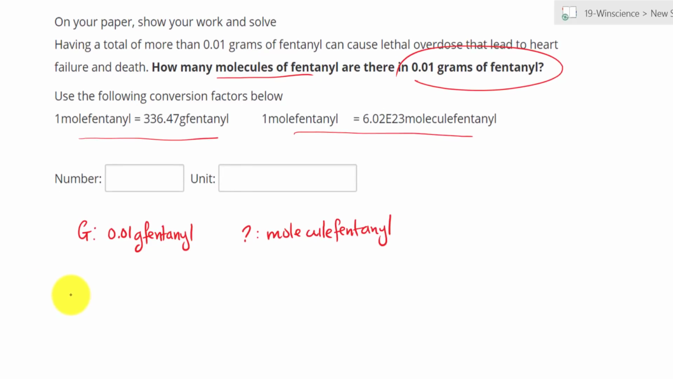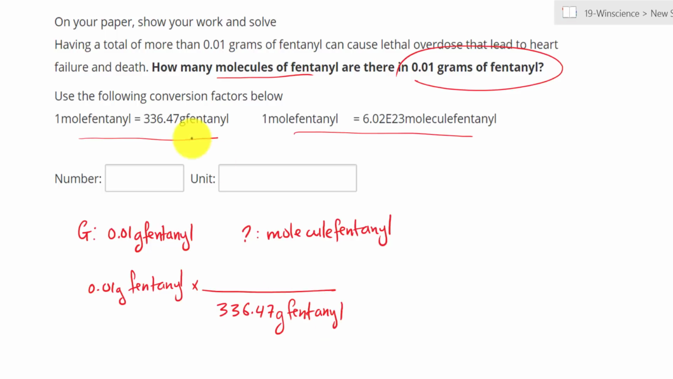Well, again, we use the same strategy. Take our given times the conversion factors. So we are given 0.01 grams of fentanyl, and times our first conversion factor. Here we have gram of fentanyl equal to moles of fentanyl. So the gram must be on the bottom. So this is the same thing we did before with regular compounds, but now we are dealing with opioid drugs. And if the gram of fentanyl is on the bottom, the other part must be on top, which is 1 mole of fentanyl. And notice how gram of fentanyl cancel out.